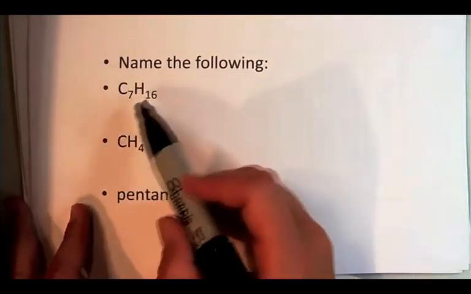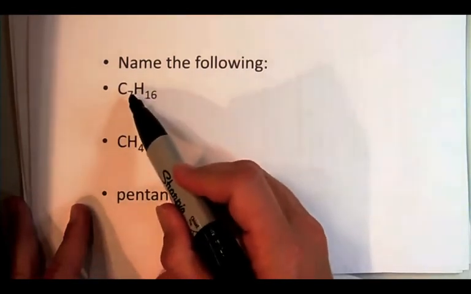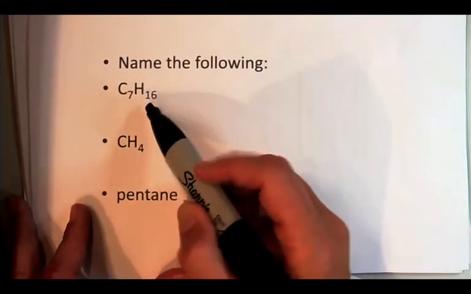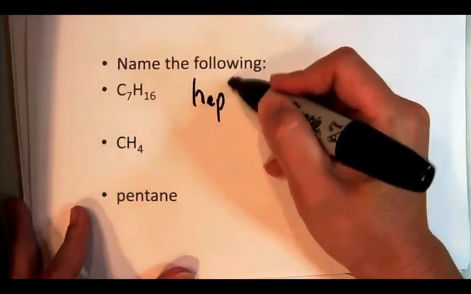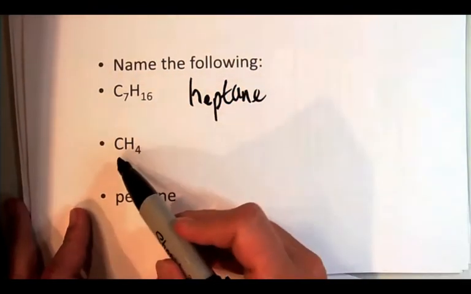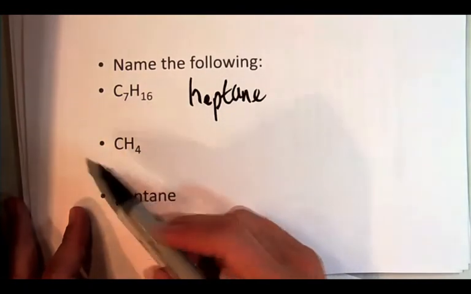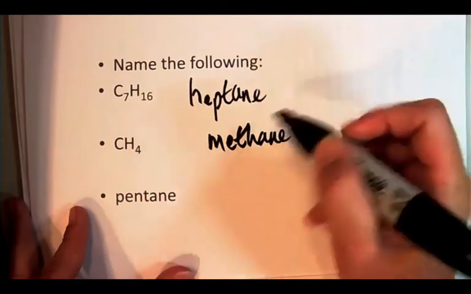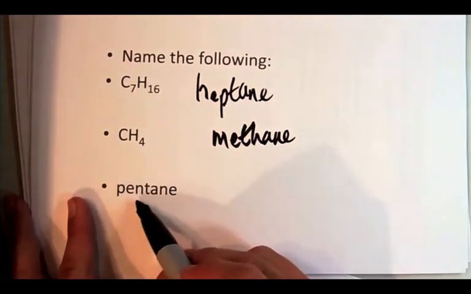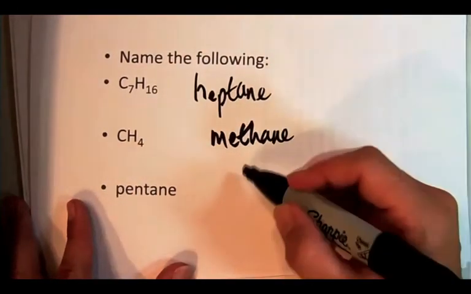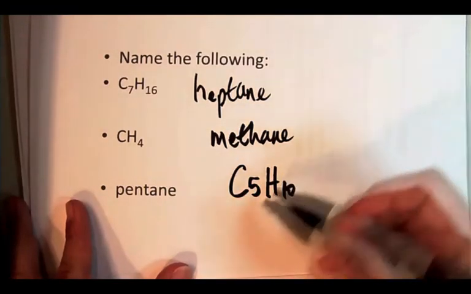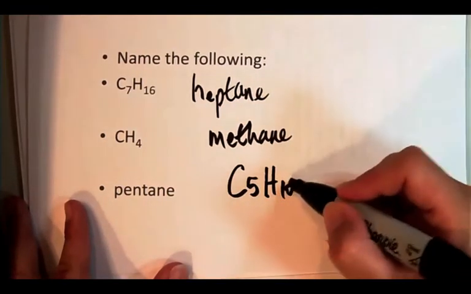You can see there's seven carbons in this particular hydrocarbon. Based on the fact that there's seven, you've memorized that that name is heptane. There's one carbon. It's saturated with hydrogens. You've memorized that's methane. And then looking at this one, pent means five. That's telling you there's five carbons. So the formula there is C5H12.